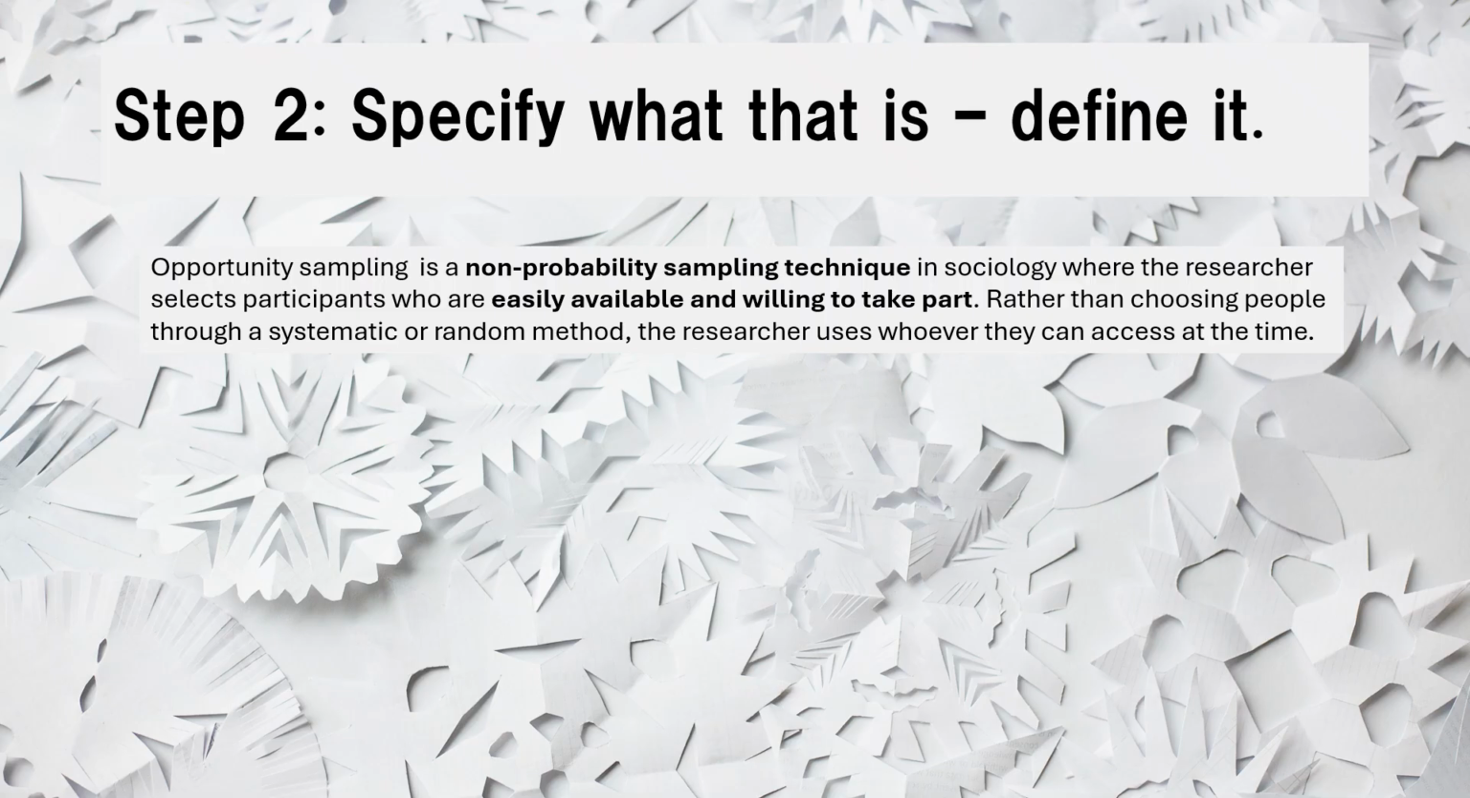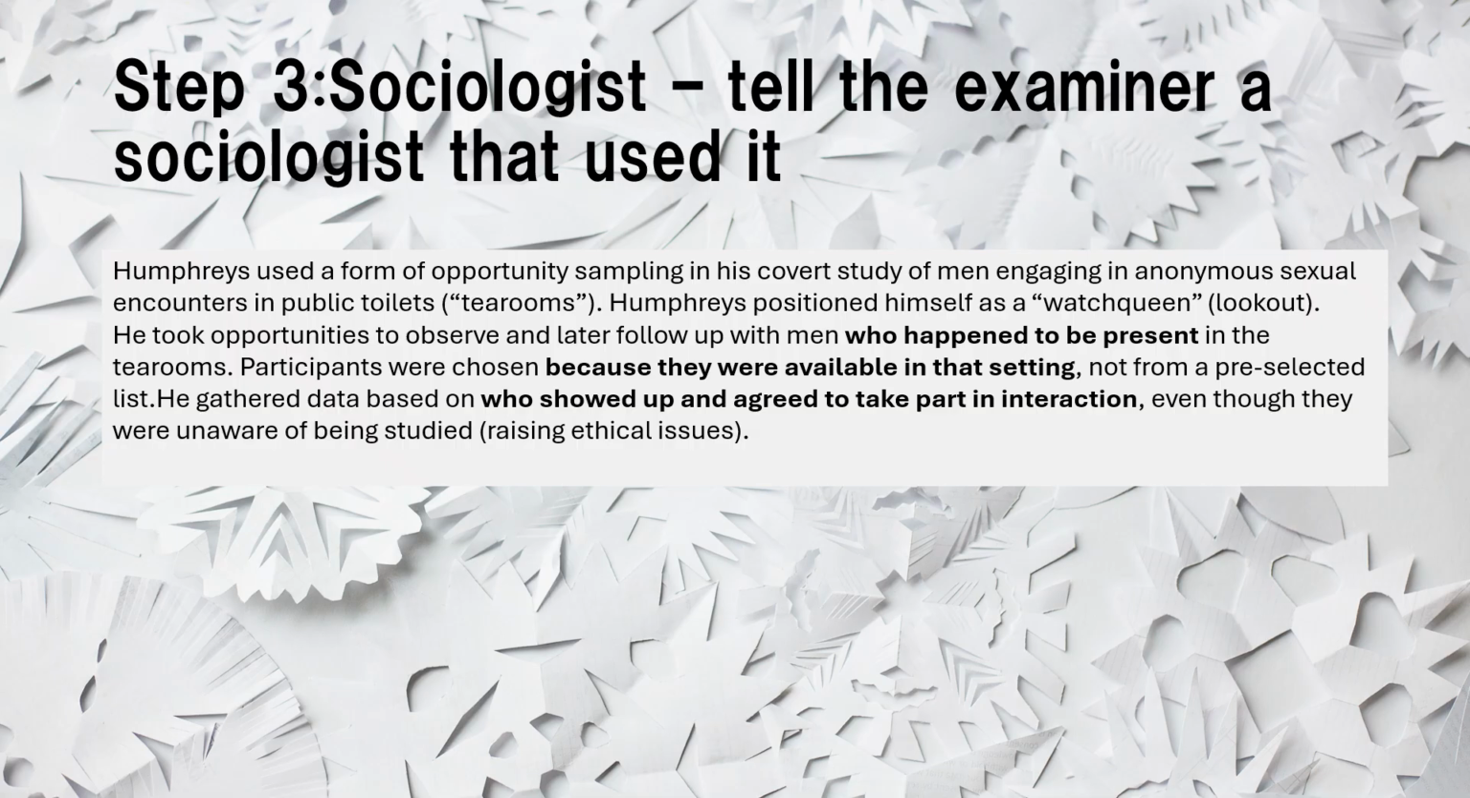So the next step is going to help me get into the top band, because I'm now going to name a sociologist who's used opportunity sampling. A study that everyone remembers, Humphreys' Tearoom Trade. He used opportunity sampling in his covert study of men engaging in anonymous sexual encounters in public toilets, what is often referred to as tea rooms. Humphreys positioned himself as a watch queen.